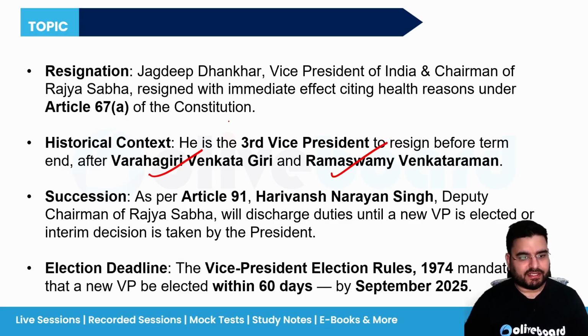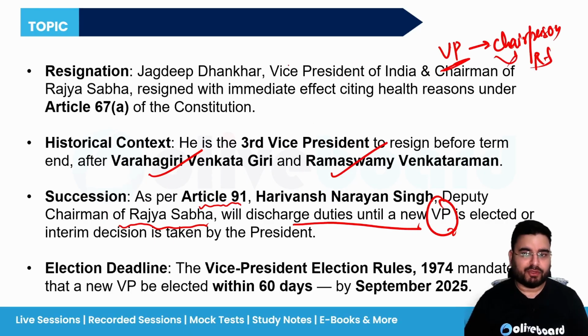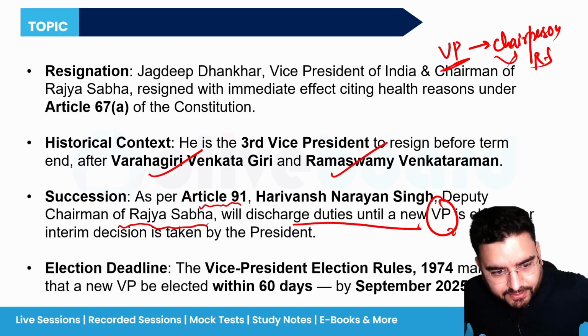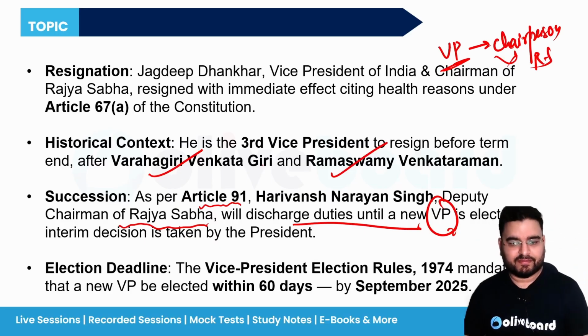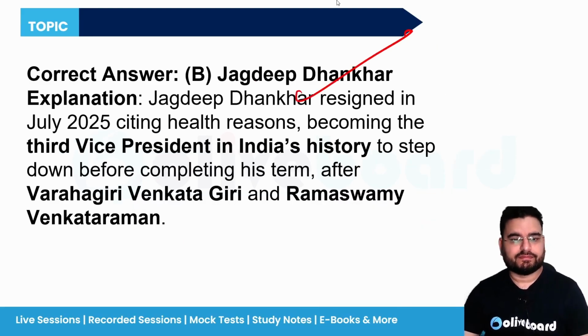And which article is related? Article 91. As per Article 91, the Deputy Chairman of Rajya Sabha will discharge the duties until a new VP is elected. See, the Vice President is also the Chairperson of Rajya Sabha. So once the VP resigns, he also resigns as Chairperson of Rajya Sabha, and the Deputy Chairperson of Rajya Sabha will be discharging the duties of Rajya Sabha, and not the Vice President. Please remember this. Clear? And within 60 days, they have to elect a new one. Got it? Chalo. So Jagdeep Dhankar.